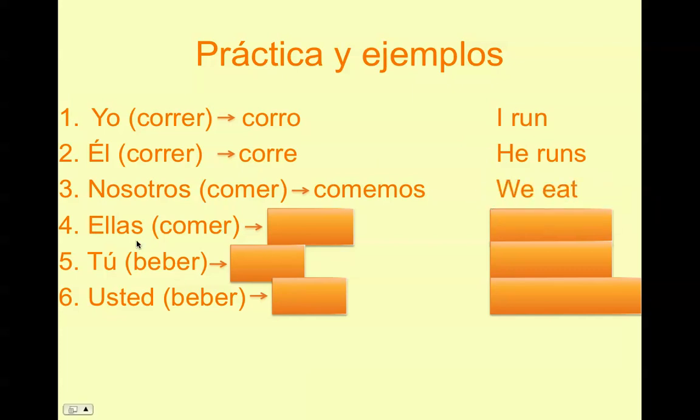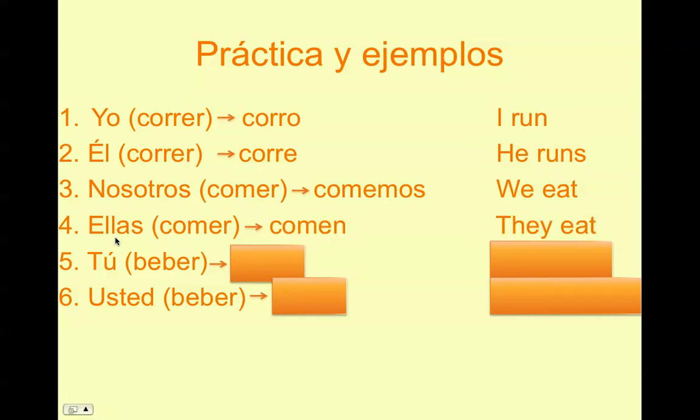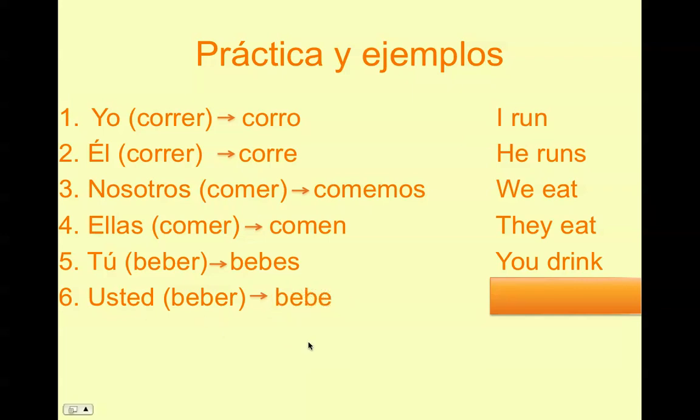Alright, let's try to say they, a group of girls, eat. Take off the ER, find the ending that goes with ellas in your box, and it's comen. They eat. Alright, you drink. Tú, beber. Take off the ER, find the ending that goes with tú. It's an ES, so it's bebes, and it means you drink. And then the last one to practice is usted. Beber, which means you formally drink, and it's bebe. You drink.